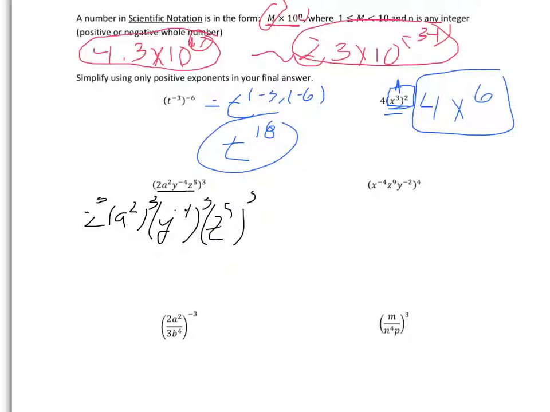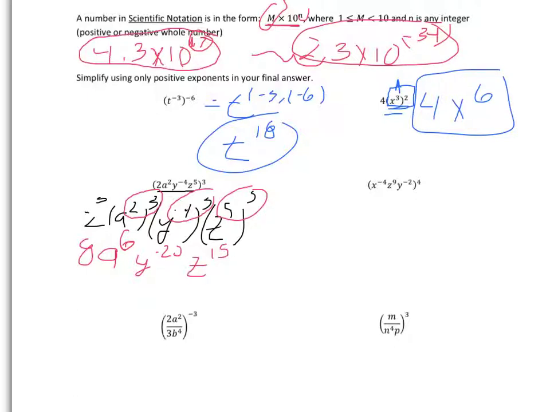Now, 2 to the third power is 2 cubed, that's 8. A squared to the third power, because we're raising something to a power that's being raised to a power, we multiply. This gives us a to the 6th. Here, we have y to the negative 4th to the third. We're raising something to a power being raised to a power, so we have y to the negative 12th. And then finally, if we have z to the 5th raised to the third power, raising something to a power that's being raised to a power, so we have z to the 15th.